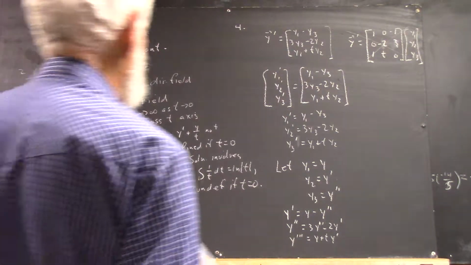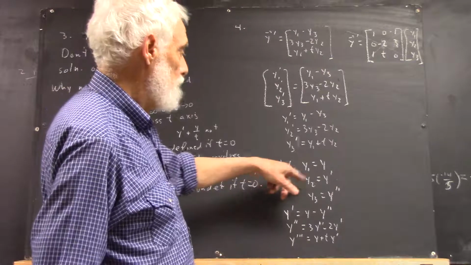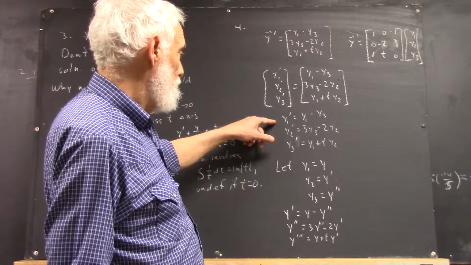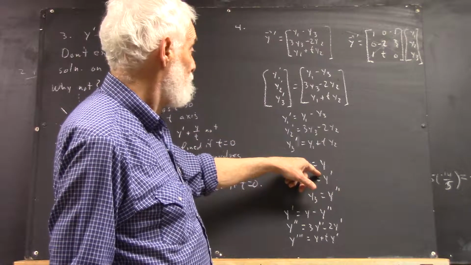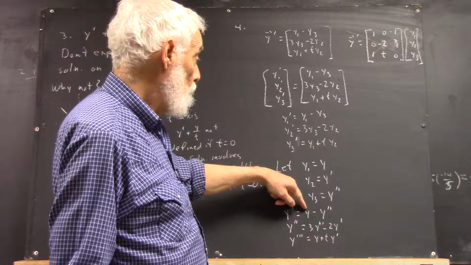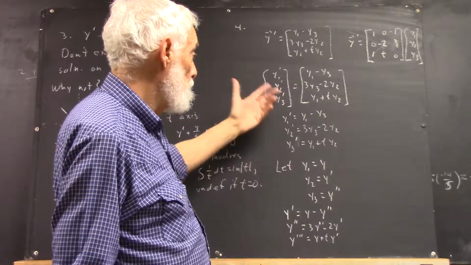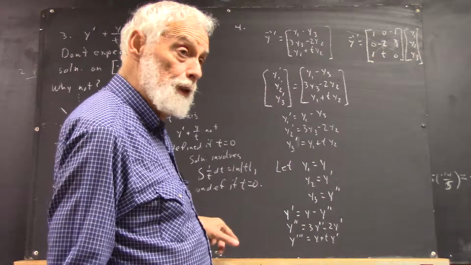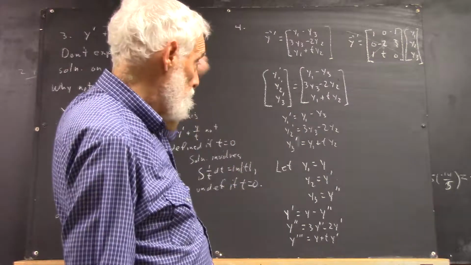I think we understand what to do here. If y1 is y, y2 is y prime, etc., then y1 prime is going to be y prime, right? And y1 is going to be y, and y3 is going to be y double prime, right? So the first equation becomes this. Second equation, we just do the same thing.